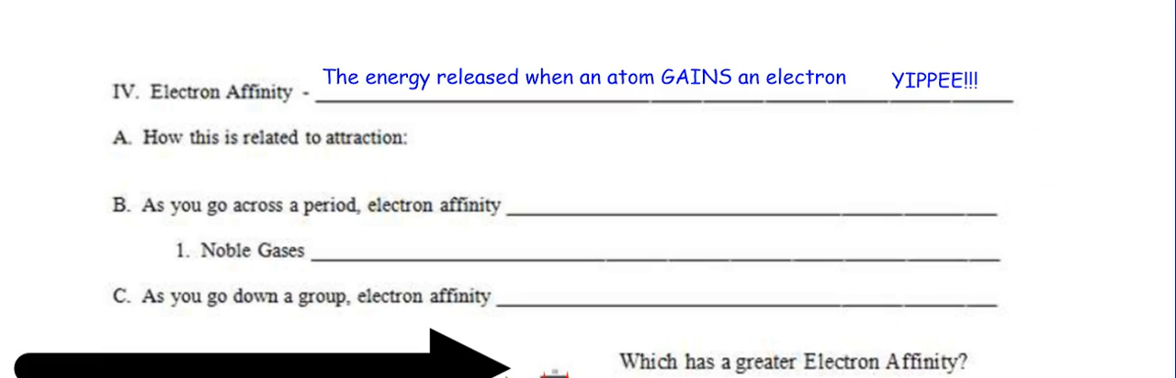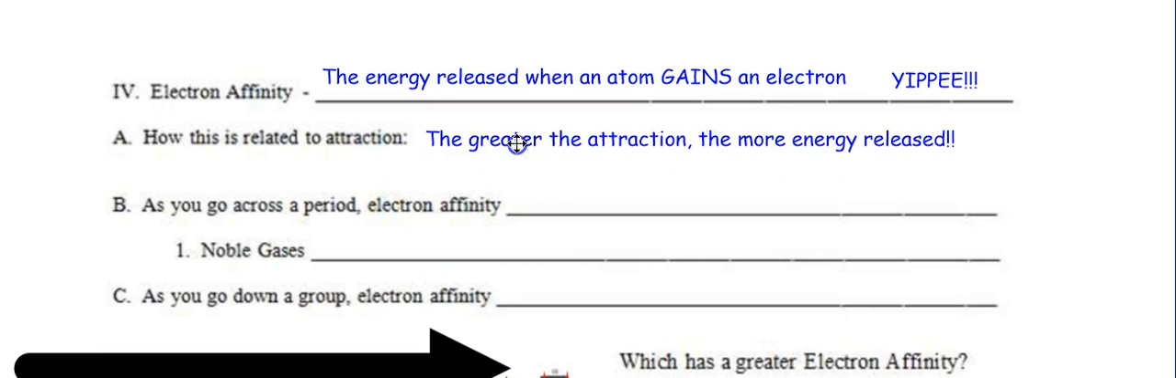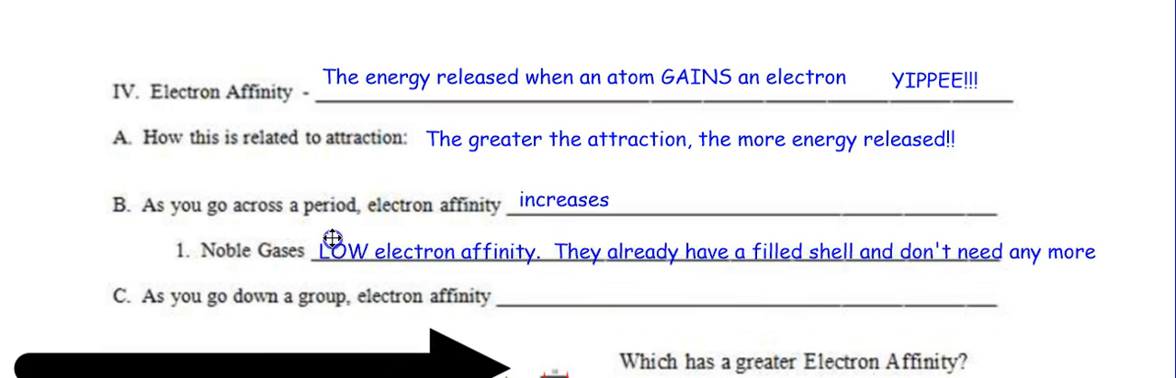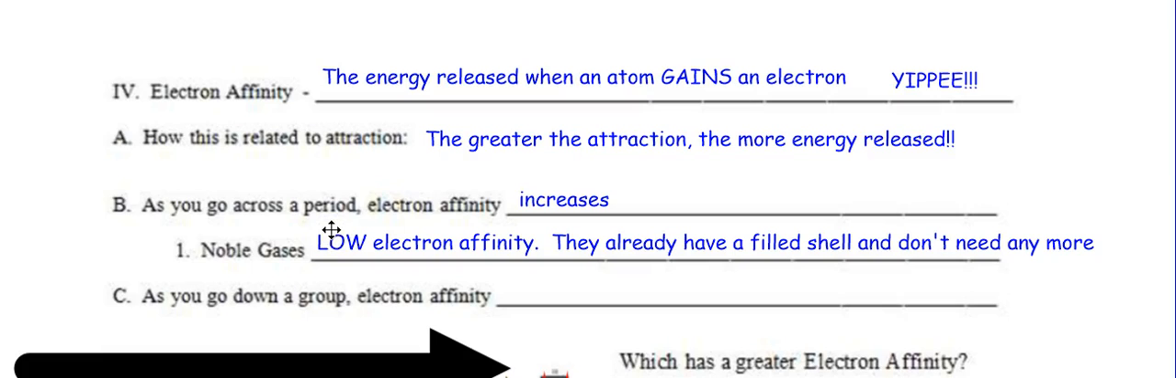So how is this related to attraction? Well, the greater the attraction, the more energy released. The atoms that become the most stable when they gain an electron are going to release the most energy, all right? So as you go across the period, what do you think is going to happen? Electron affinity is going to increase. However, the noble gases have very low electron affinity. Why is that? They already have a filled shell, filled p shell, I should say. They don't need any more electrons to become more stable. They're already as stable as can be, okay?